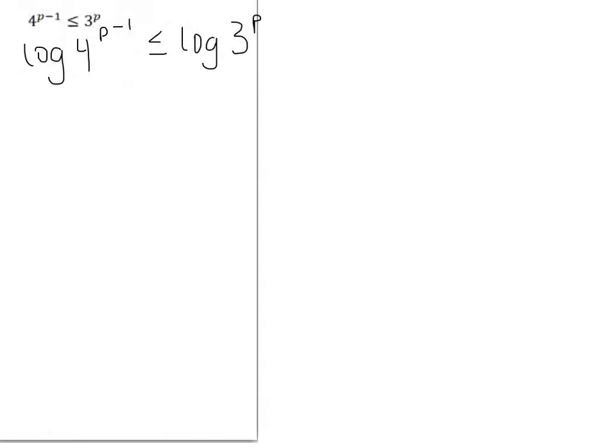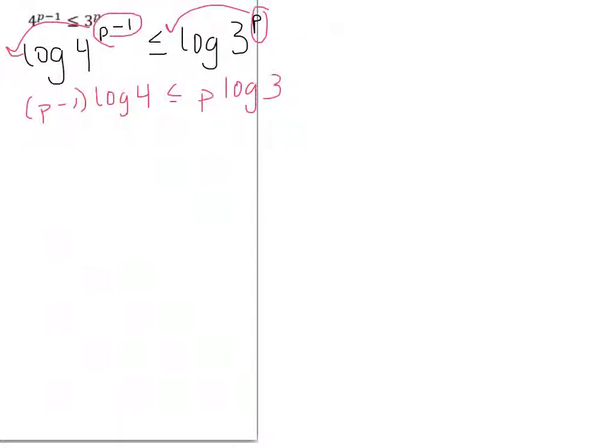3 to the p. From here, we'll use our properties of logarithms to take each of these exponents and multiply them out in front. So when we do that, we have in parentheses p minus 1 times the log of 4 is less than or equal to p times the log of 3. We want to get our p alone, so we have to distribute the log of 4 throughout. So this would be p times the log of 4 minus the log of 4 is less than or equal to p times the log of 3.